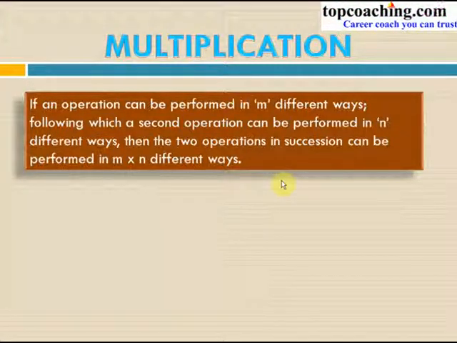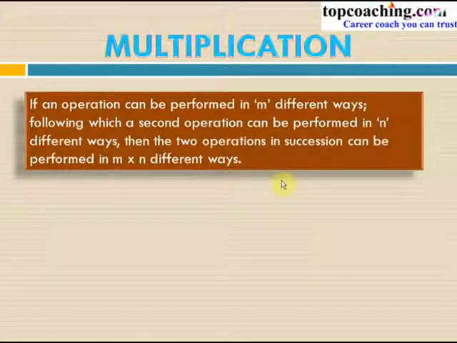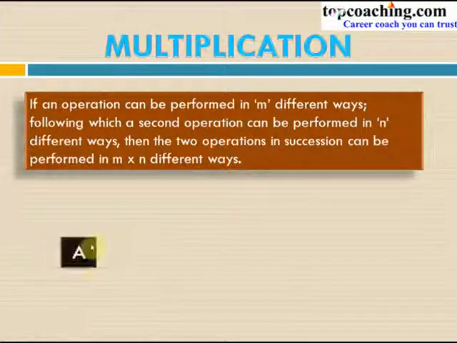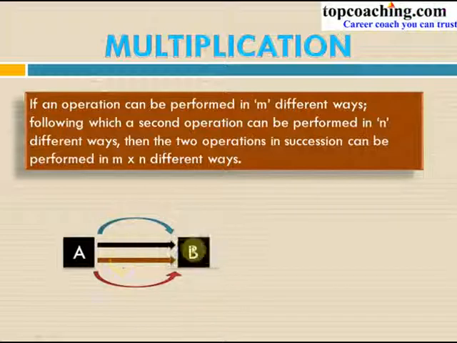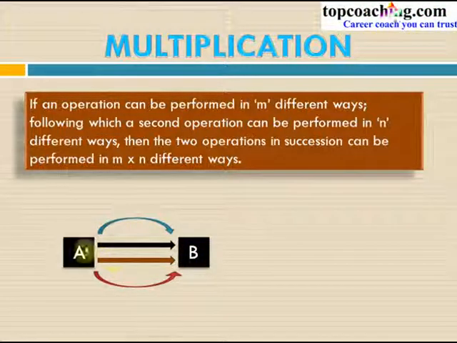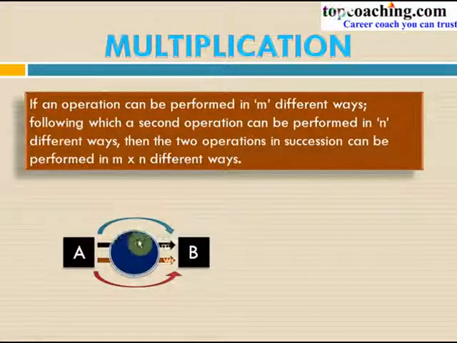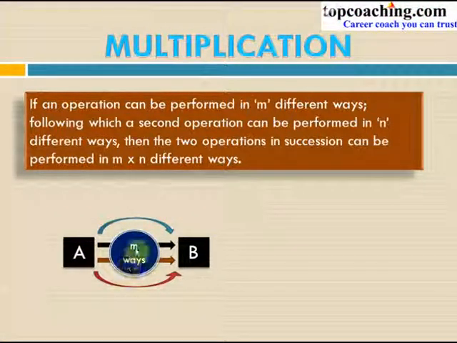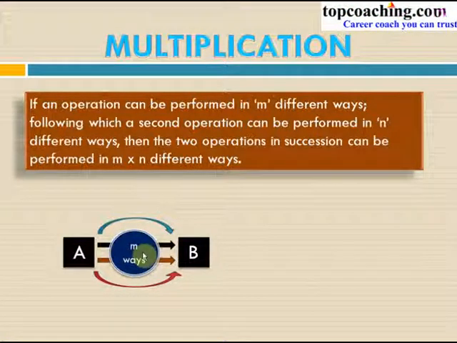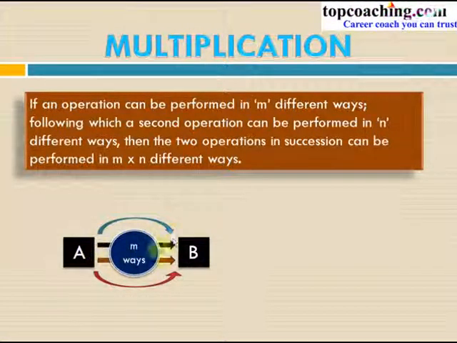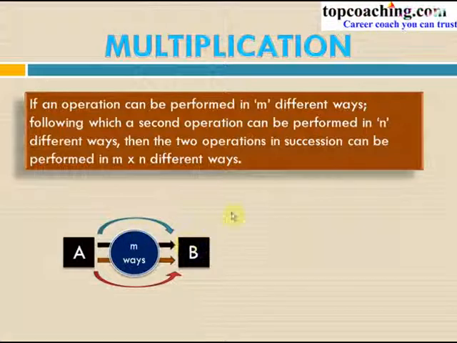Now this must not be clear to you right now. So let's try to understand this. Let us say that we have a city A and we have another city B. Now these are the different ways of going from city A to city B. So let us say that all these ways is equal to m. So there are m number of ways or m number of routes to go from A to B. A and B are the two different cities.